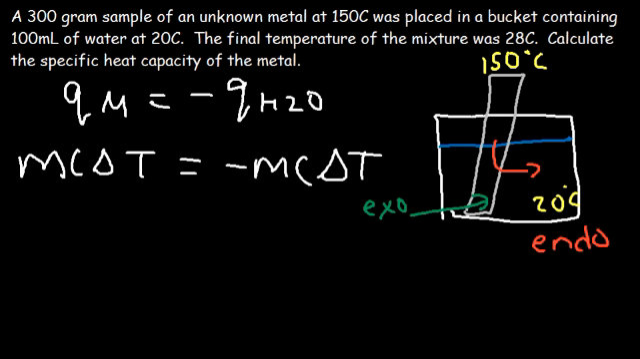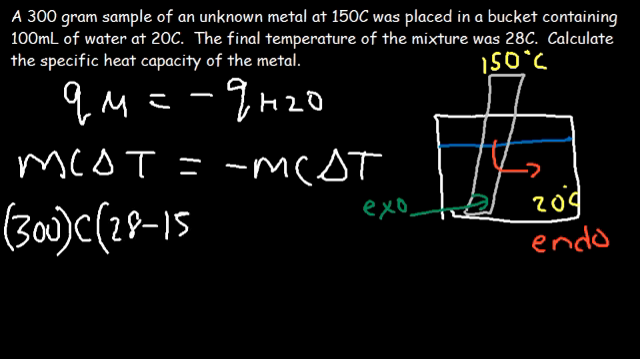So let's plug in the information that we have. On the left side, we have the mass of the metal. It's 300. We're looking for the heat capacity of the unknown metal, so we need to solve for C. The change in temperature for the metal, the final temperature is 28 minus the initial temperature of 150.